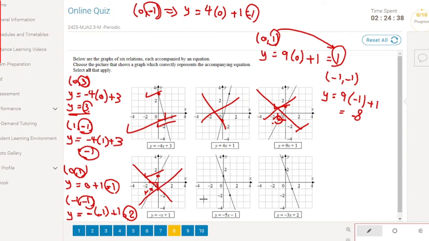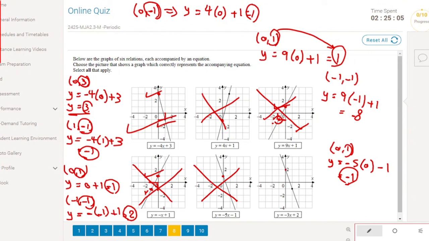Let's take this graph. I have a point 0 and 1. So y equal to minus 5 multiply 0 minus 1. So the answer will be minus 1. This is minus 1, this is 1. So this is the wrong graph. Let's see the last one.